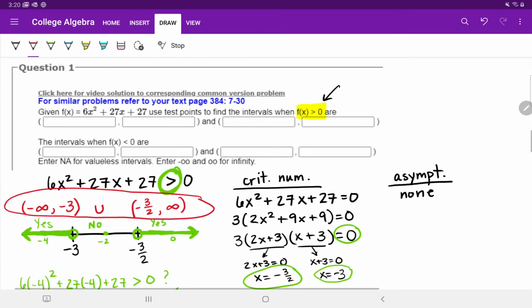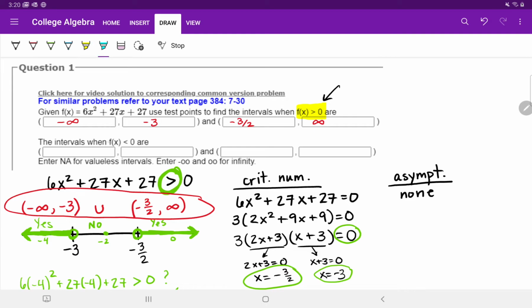So let's figure out how to type this in. Our intervals, they even gave us parentheses here, so they knew we were going to need parentheses. Our answer goes from negative infinity to negative 3 and negative 3 halves up to infinity. So that was for f of x is greater than 0.